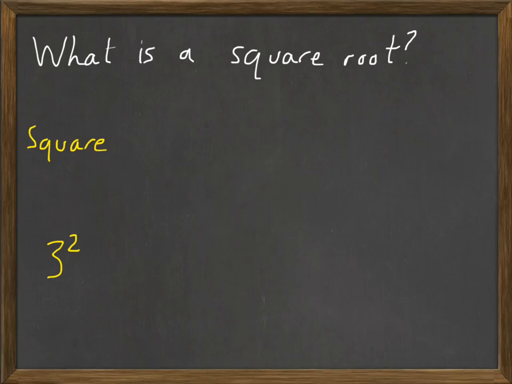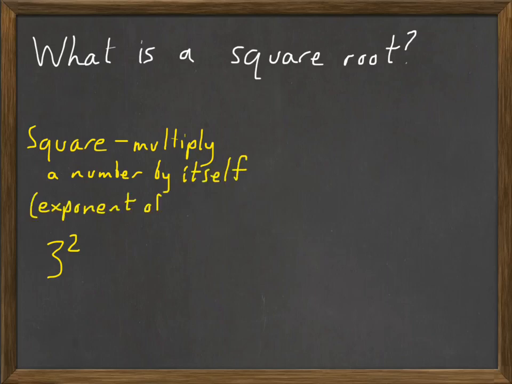Before we talk about square roots, let's talk about what it means to square. Square as in 3 squared. To square is to multiply a number by itself. That is to say it has an exponent of 2. So in the case of 3 squared, that's 3 times 3, which is 9. Okay, so that's what squaring is.